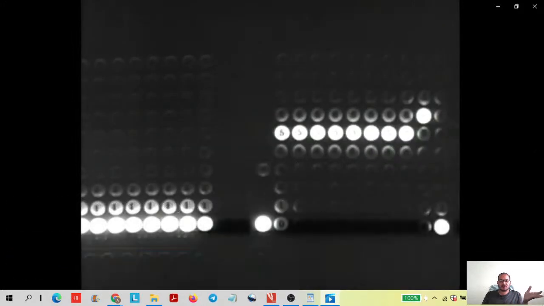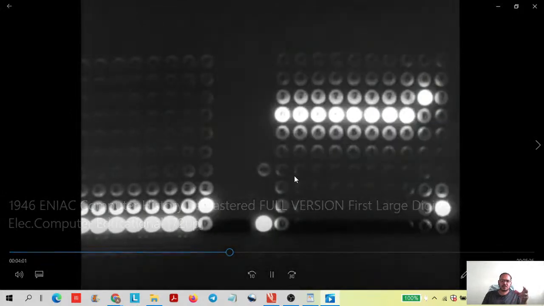So before this, no ENIAC. Before this, there were some electromechanical devices for computing operations. Like, I think Charles Babbage's calculator was there. That is before the first generation computer.